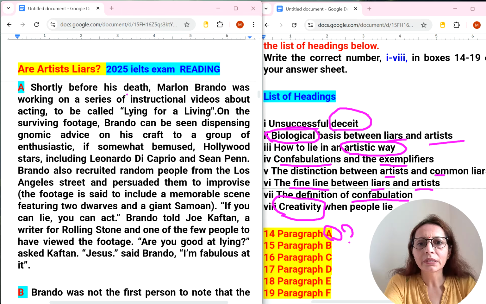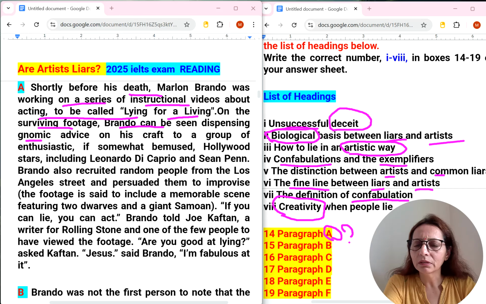So, shortly before his death, Marlon Brando was working on a series of instructional videos about acting to be called Lying for a Living. Okay, Lying for a Living, nothing, they have not told about anything in the headings. On surviving footage, Brando can be seen dispensing sage advice on his craft to a group of enthusiasts, if somewhat bemused. Hollywood stars including Leonardo and Sean. Brando also recruited random people from Angeles Street and persuaded them to improvise.